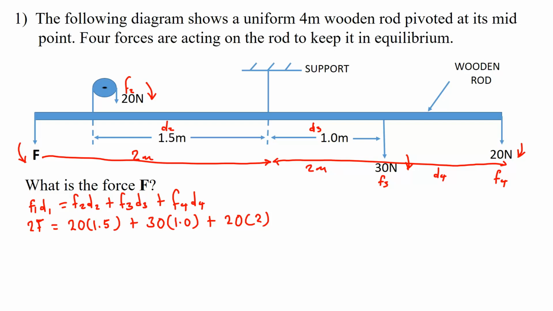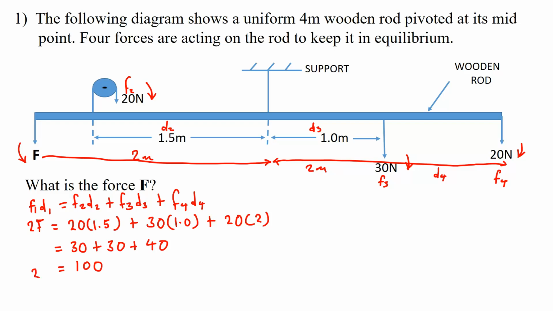So we have this. We can now calculate. Let's multiply the 20 with 1.5. If we do that, we'll have 30, and then plus 30 multiplied by 1, it's still 30, and then 20 multiplied by 2, you have it as 40. So if we add these, it will give us 30 plus 30, that is 60, and then plus 40, you have it as 100.